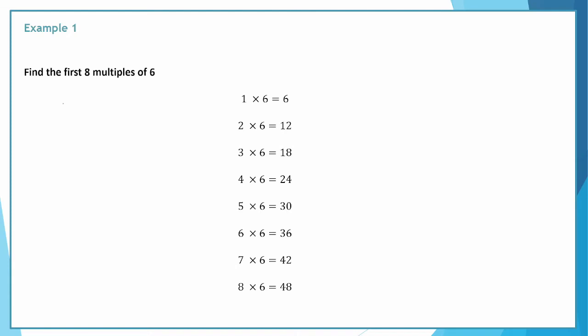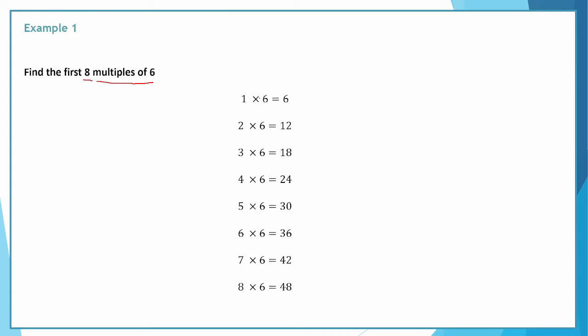So here we have example 1. We've got: find the first 8 multiples of 6. Whenever we see a question like this, multiples of 6 means any number that divides wholly by 6 to give us a whole number. So in other words, we look at the 6 times table. We're going to look at the first 8 terms of the 6 times table.